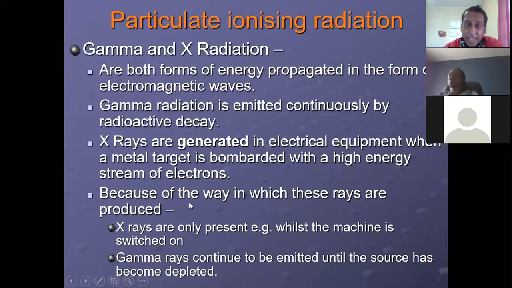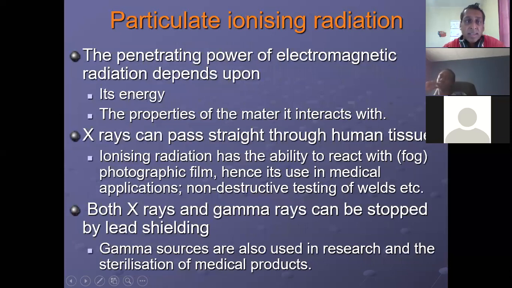So this is kind of like what they were asking for. Because of the way in which these rays are produced, X-rays are only present whilst the machine is switched on. Gamma rays continue to be emitted until the source has been depleted, right? For example, like in power plants, etc., right? So a nice little thing here was how X-rays are produced. Again, we could look at the particles in due course to sort out the differences anyway.